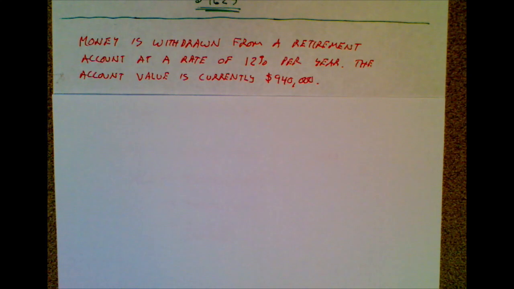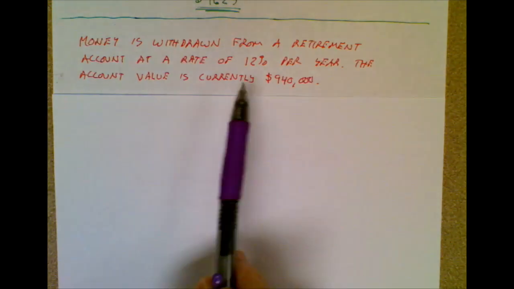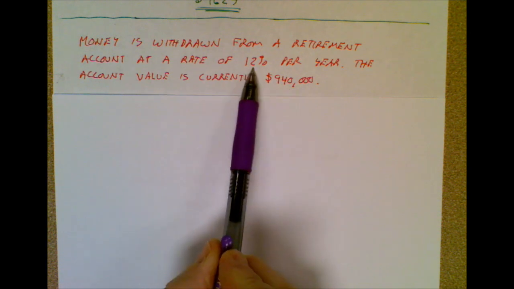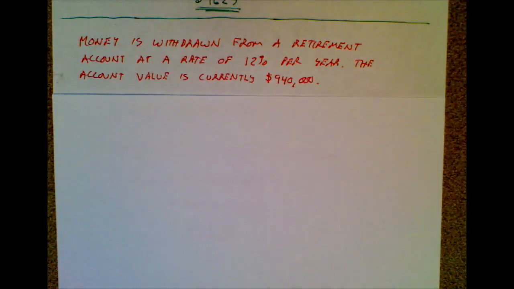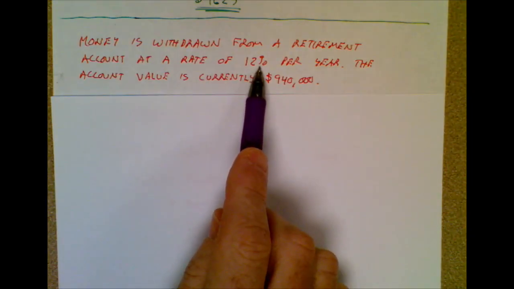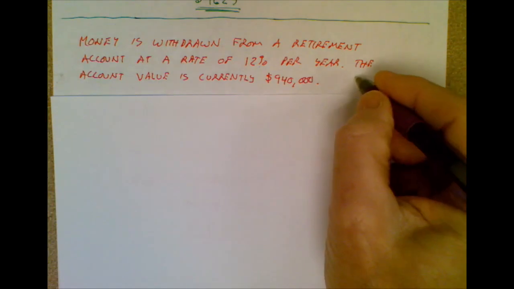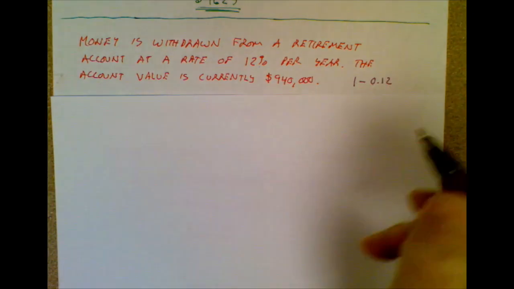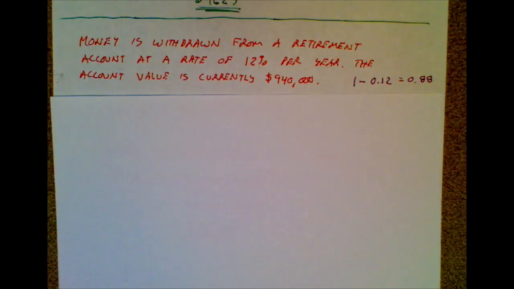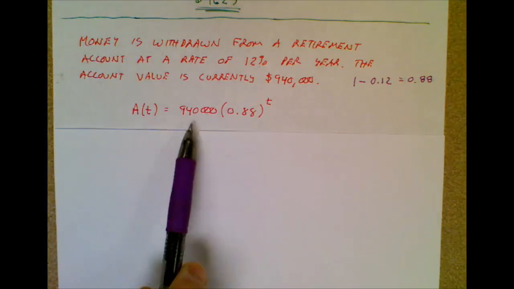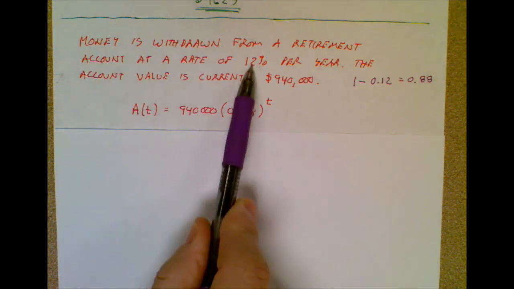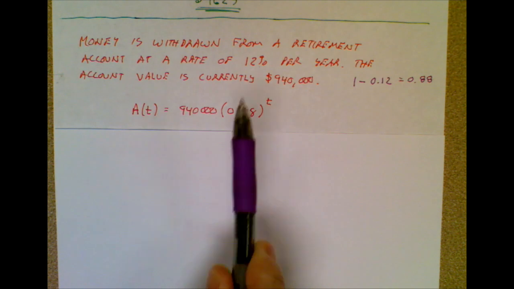One final example of these, you have money in a retirement account, you have $940,000, and you're taking it out at 12% per year so you can spend it and have fun. So if money is coming out of the account at 12%, I know I have decay, so I have to do 1 minus the decay rate, and that's going to be a 0.88. So now I have to go ahead and make my equation. My original amount, my decay rate, that's not an 88% decay rate, that's a 12% decay rate per year.